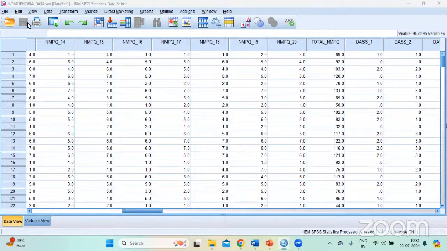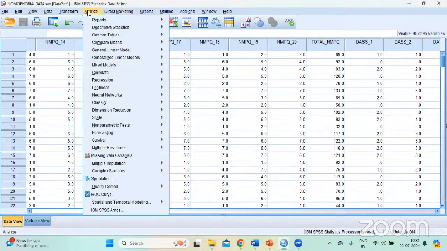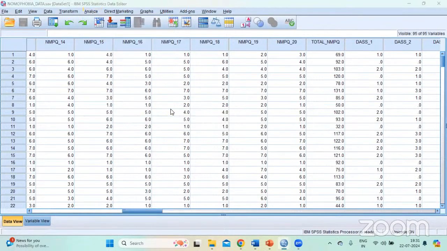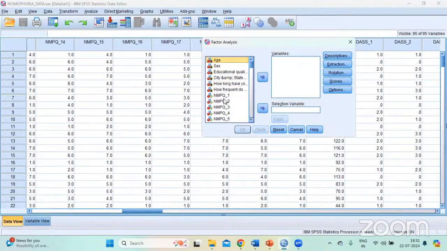Going to Analyze, Dimension Reduction, choosing Factor. Now, let me first select the variables on which we would like to apply the PCA. So 20 items, which we are considering as the 20 variables.